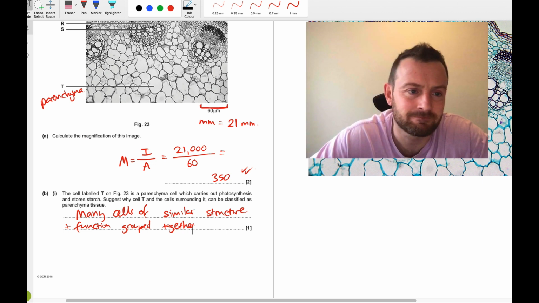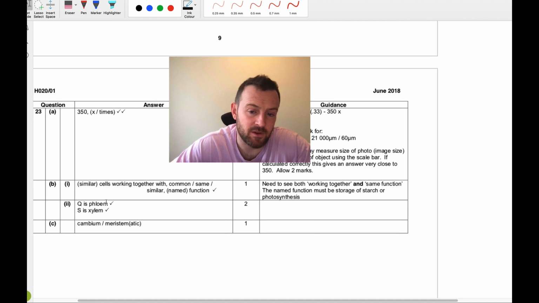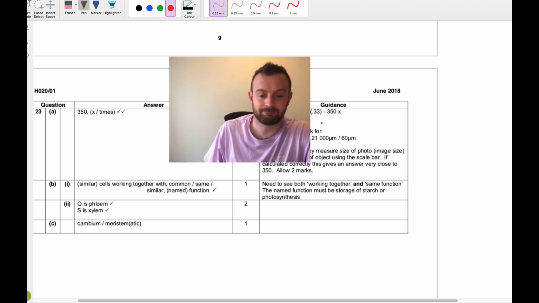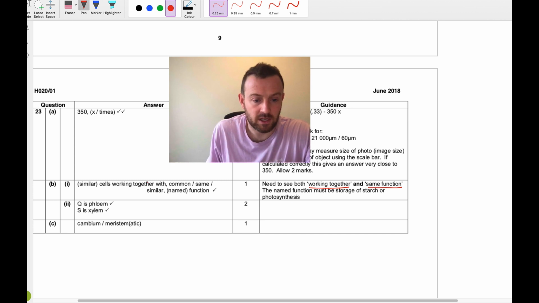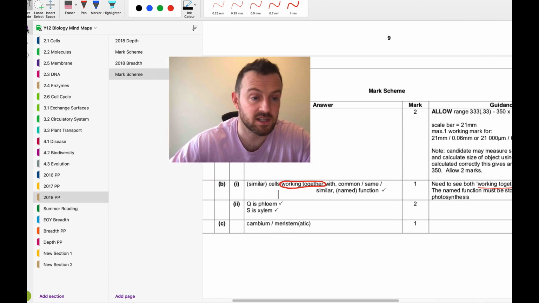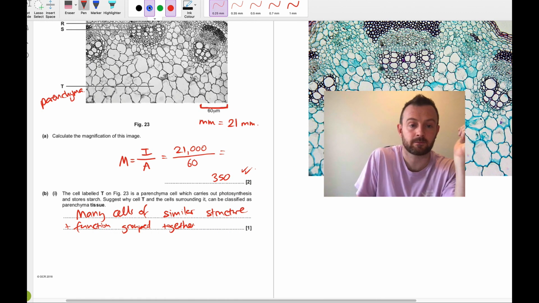Let's see. Yeah, fine. Similar cells working together with a common, same, similar named function. So we need to see both working together and same function. I don't think I said working together. So I don't get the mark. You must say working together for the definition of a tissue.